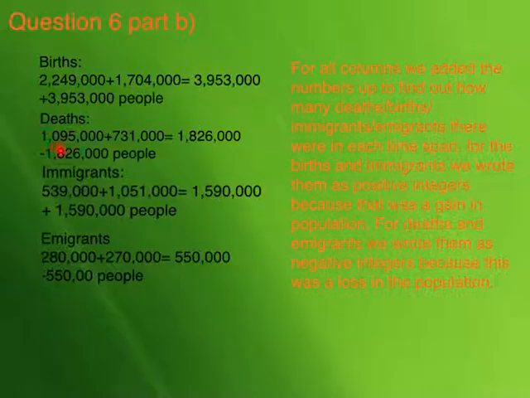Deaths, 1,095,000 plus 731,000 equals 1,826,000. Therefore, there is a decrease of 1,826,000 people.